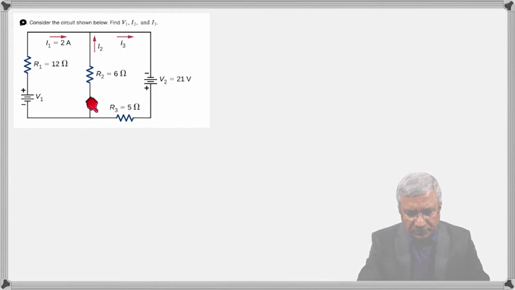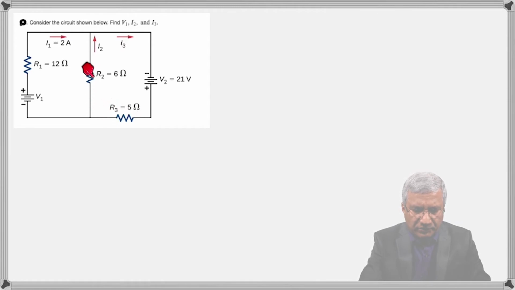Let's look at this loop here. And imagine we are moving clockwise. So if you're moving clockwise starting from here, you're going with I3, flowing in the same direction as I3. So when you come here, since you're moving to the positive, you will go plus 21. But here you're going to go minus. The current through this is I3. So minus I3 times 5. Again, why is it minus? Because I3 is flowing this way, and we are also moving in the same direction. So it's minus 5 I3.